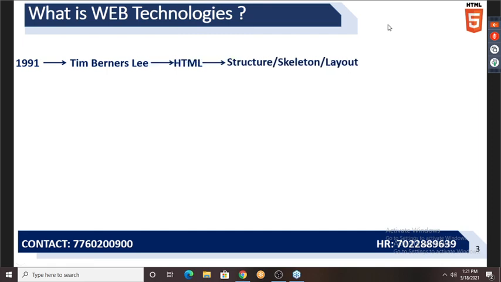So what is structure, sir? When you are going to construct a home or any building, you will have a structure first. Then you will apply the paint. You cannot apply the paint directly if there is no structure. So HTML is like a structure for applications, and this is the only technology to create the structure. Other than this, there are no other technologies.